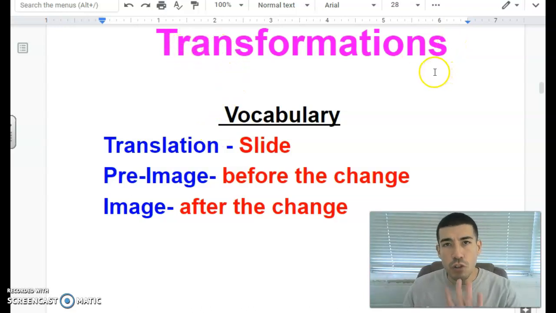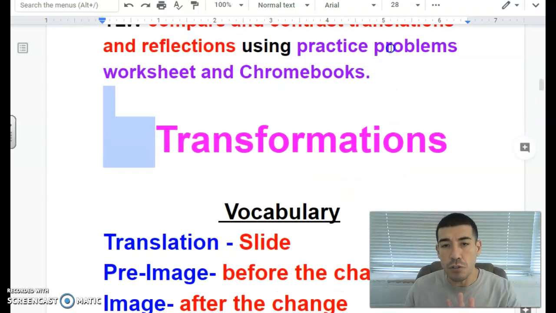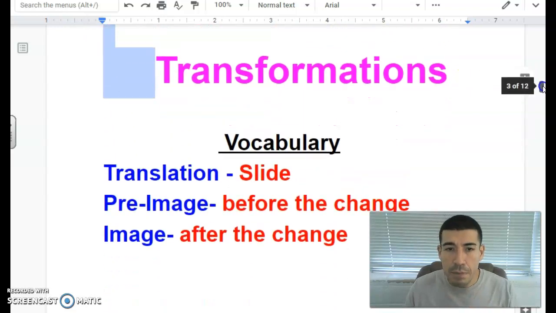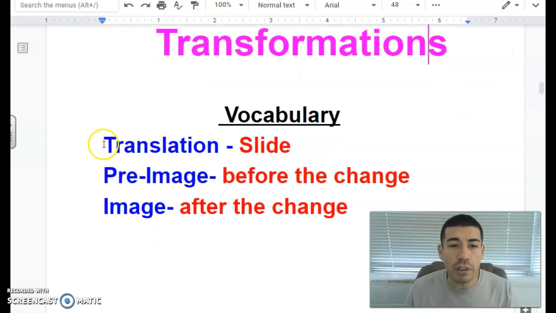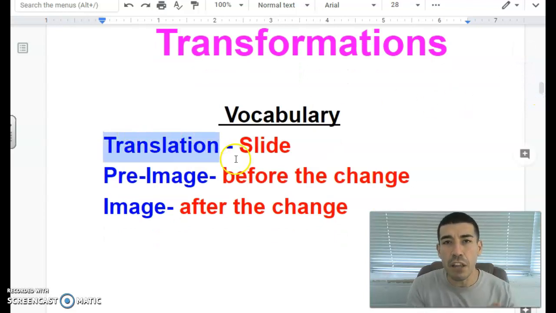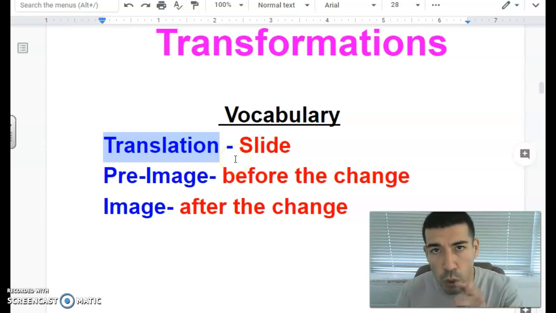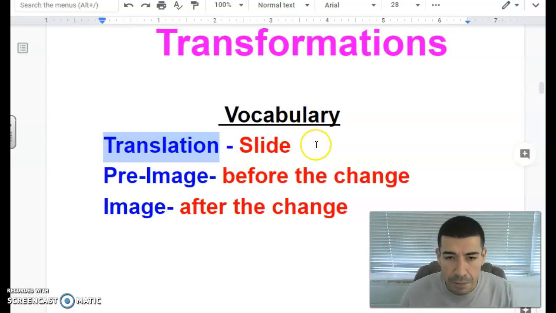Okay? So there's 4 types of transformations. But the type of transformation that I will go over today is called a translation. In other words, a slide. A great example is when you're dancing. When you dance, you slide from side to side, you move up and back, forward and back. So you're basically sliding when you dance.